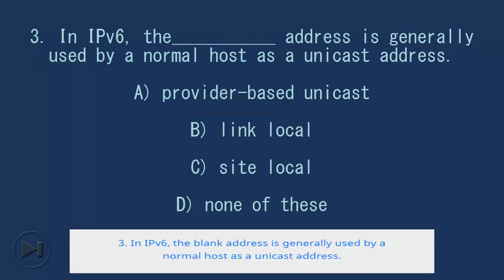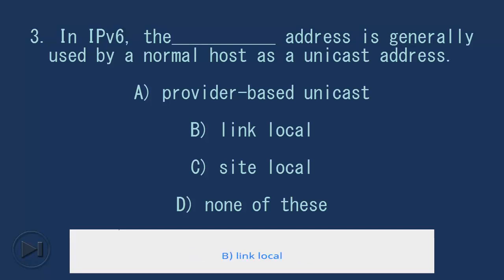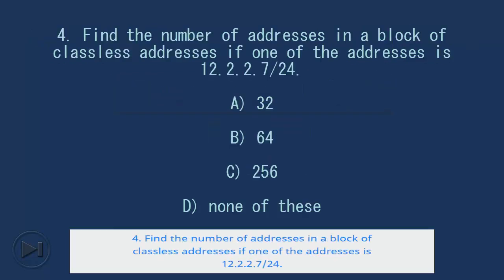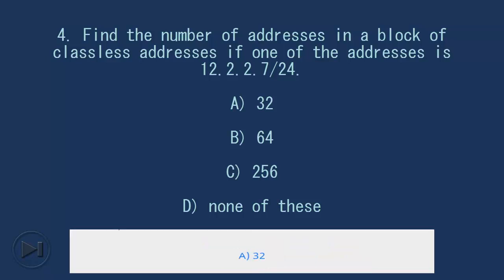3. In IPv6, the blank address is generally used by a normal host as a unicast address. A. Provider-based unicast. B. Link local. C. Site local. D. None of these. Answer, A. Provider-based unicast. 4. Find the number of addresses in a block of classless addresses if one of the addresses is 12.2.2.7/24. A. 32. B. 64. C. 256. D. None of these. Answer, C. 256.